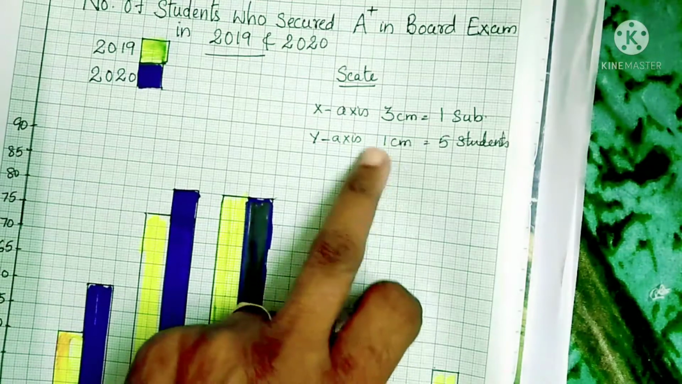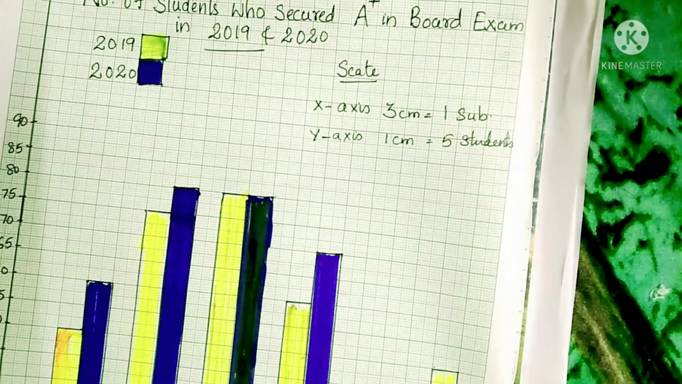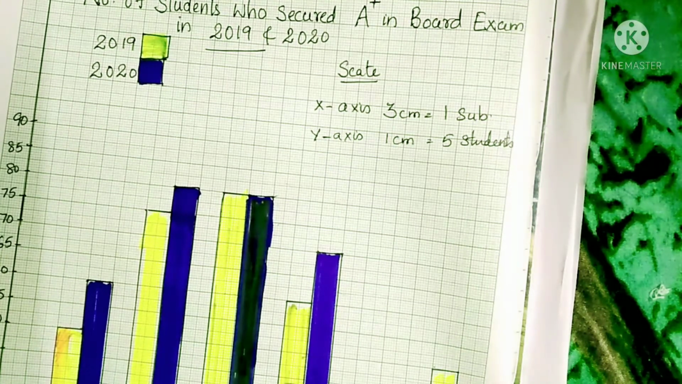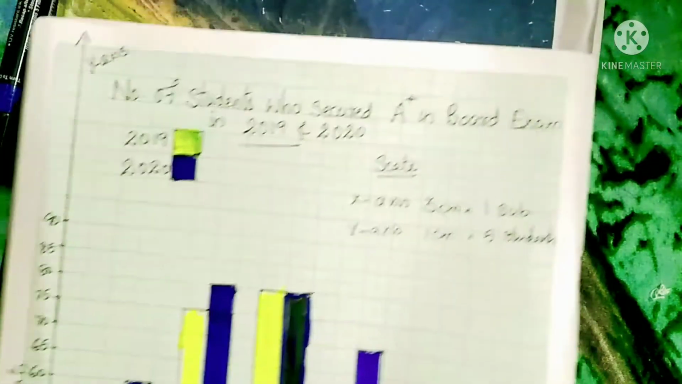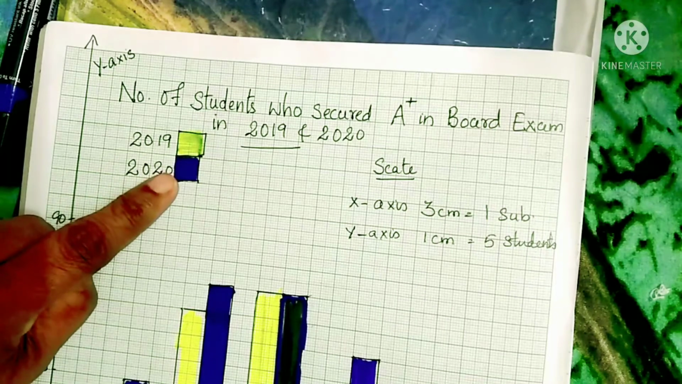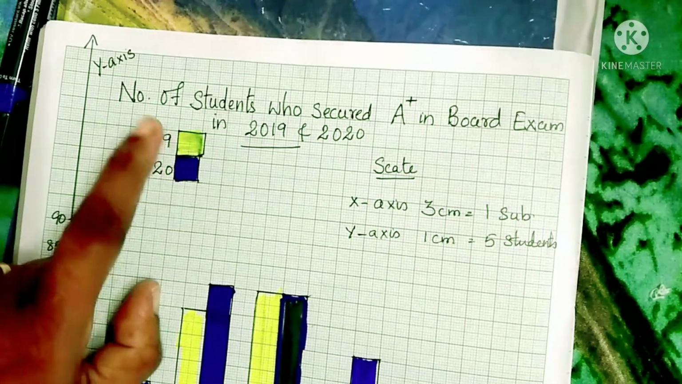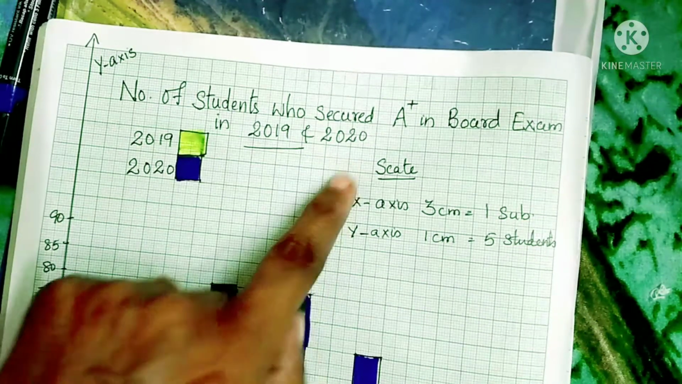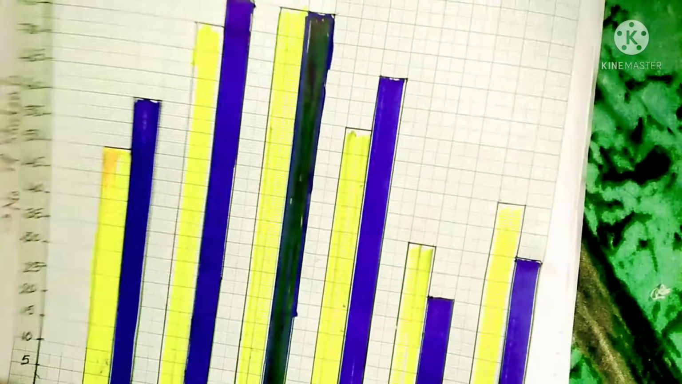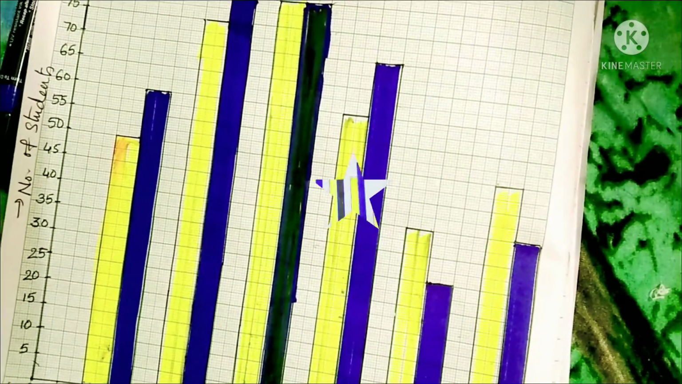After that what do we have to do? Write the scale first here. On x-axis we took 3 cm as one subject, and on y-axis we took 1 cm as 5 students, and this hint, that is 2019 for green color and 2020 for blue color, and also we have to write the heading. If you complete all this, then only the double bar graph is ready. That's all for today. Thank you.